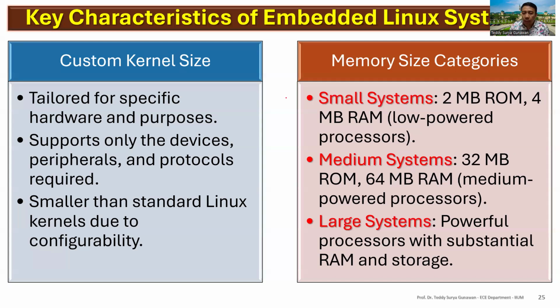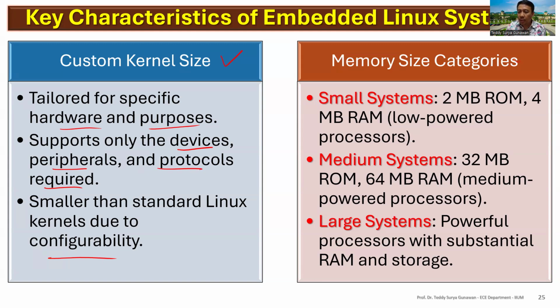The key characteristic of an embedded Linux system is the custom kernel size, because it is tailored for specific hardware and purpose. So you can add or you can remove, supporting only the devices, peripherals, and protocols required. If you don't use TCP/IP because there's no networking, you remove that. This is smaller than standard Linux kernels due to the configurability.